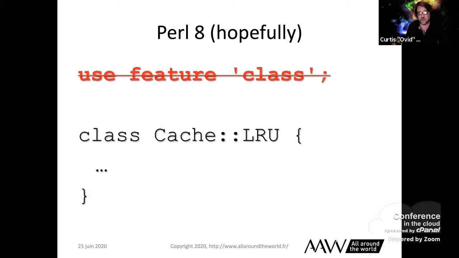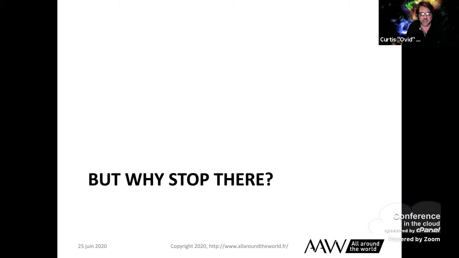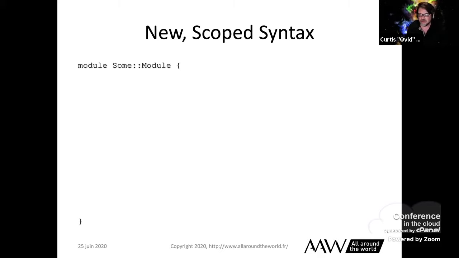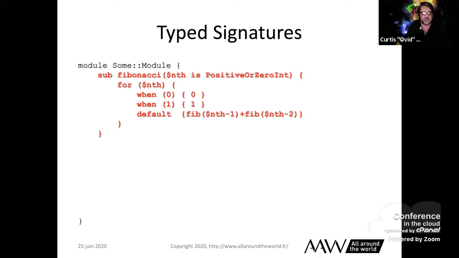So we'll just get rid of that little guard. Why should we stop there? What else can we do? So imagine we have this new scope syntax, module, sum module. This is backwards compatible because this would be illegal in older Perls. So you can do anything you want to in that syntax space.